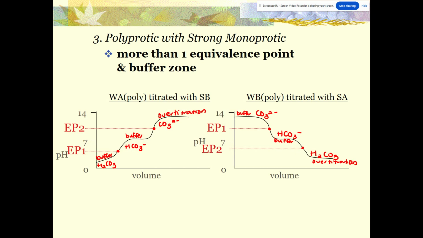So you could have questions asking you, how many buffer regions are there? How many endpoints are there? What is the endpoint pH? What is the equivalence point volume? Identify the acid and base that are reacting. Okay? So again, if there's multiple endpoints, you need to pick a polyprotic weak acid or a polyprotic weak base if it's starting high and going low.